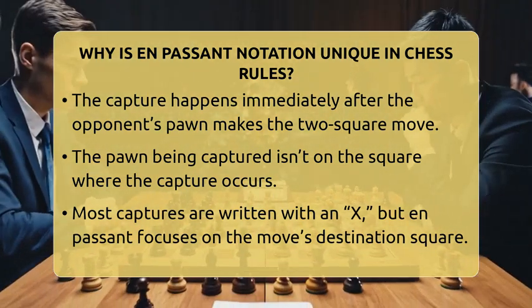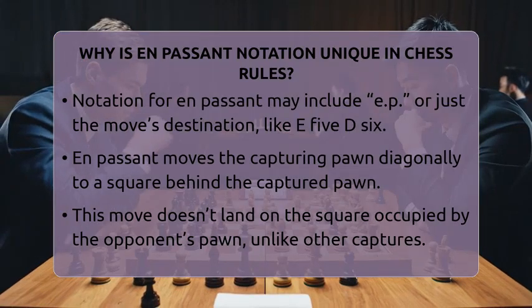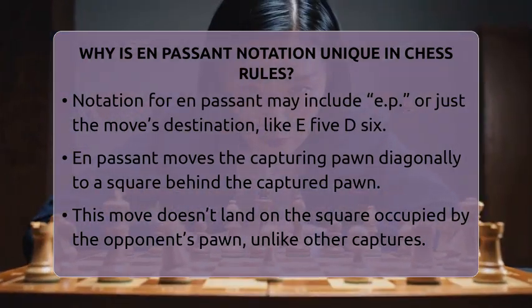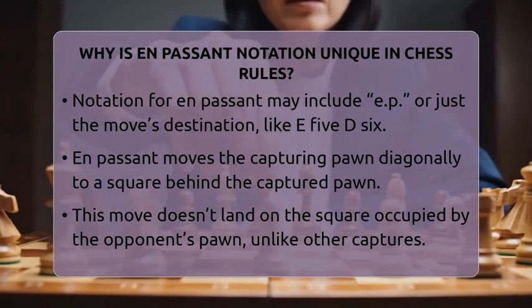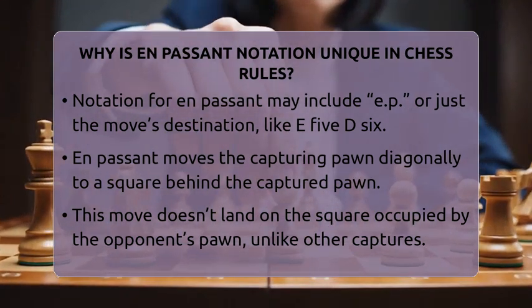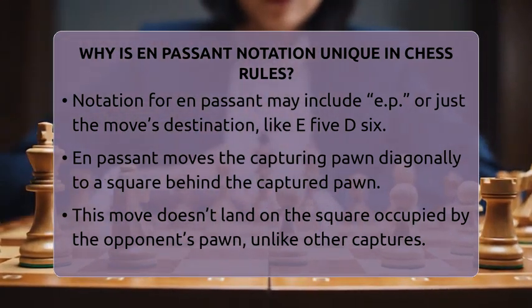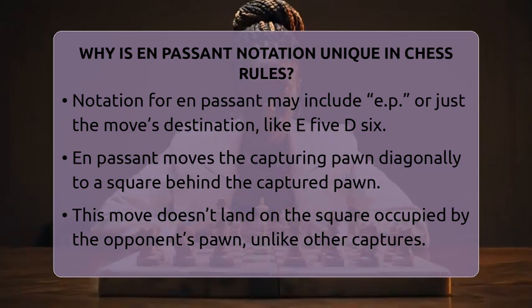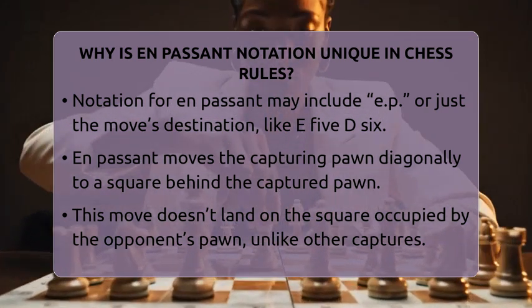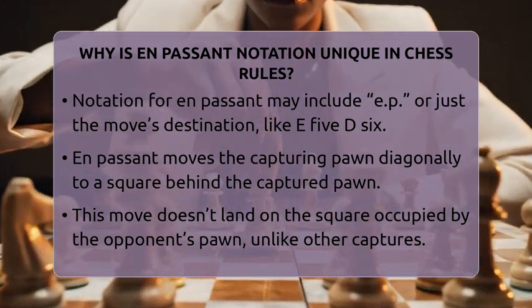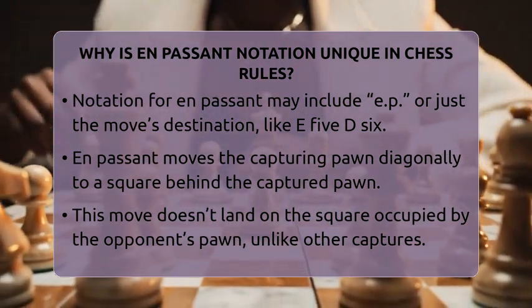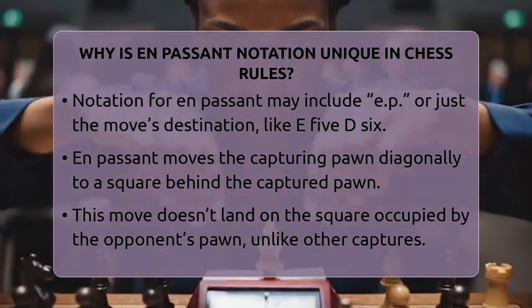Sometimes, you might see e5 captures d6 en passant, or simply note the move as e5 d6 with a special mark or abbreviation. Some players add ep after the move to show it's an en passant capture, but that's not always necessary. The reason for this special notation is because en passant doesn't follow the usual rules of capturing.